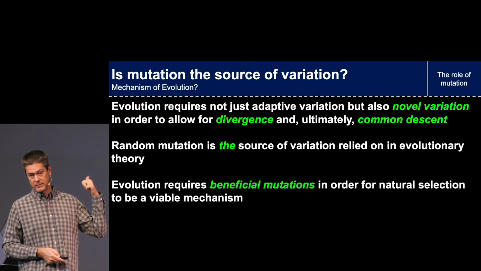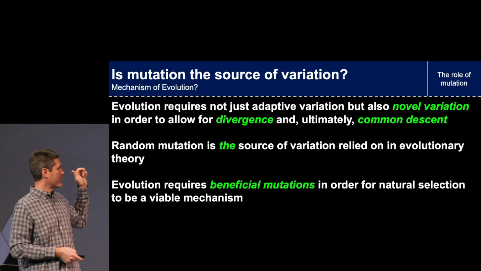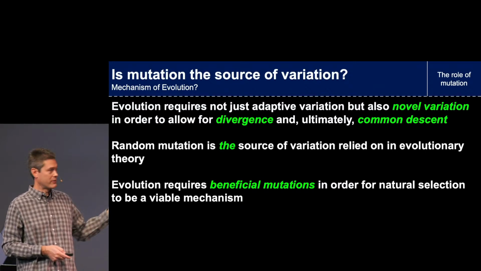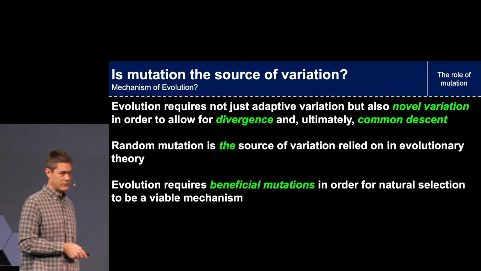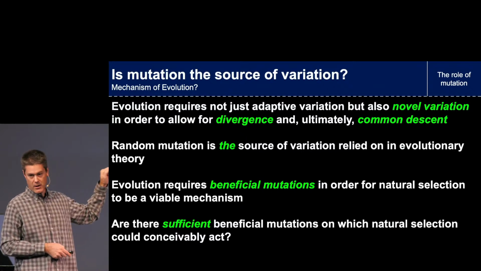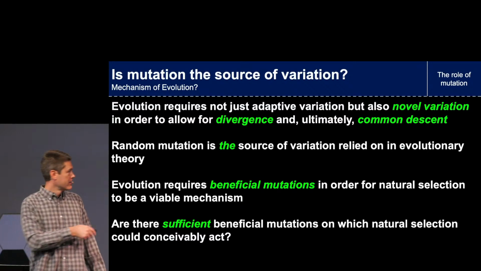And the theory of evolution also has to have beneficial mutations. Not just mutations, but beneficial. They have to actually provide an advantage to the organism in order for natural selection to work. So the question is, are there sufficient beneficial mutations on which natural selection can act?